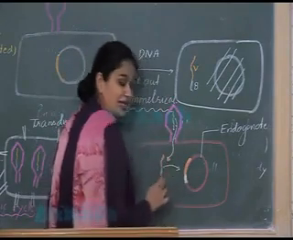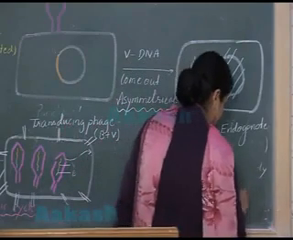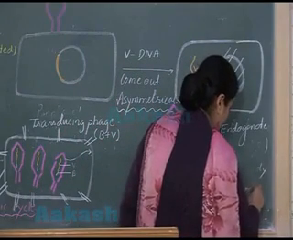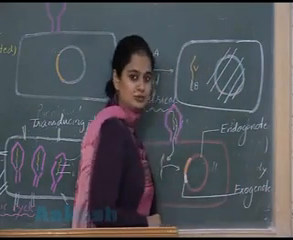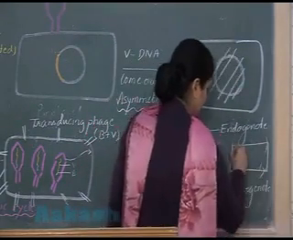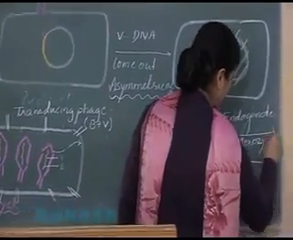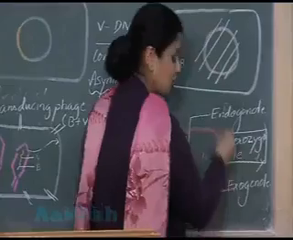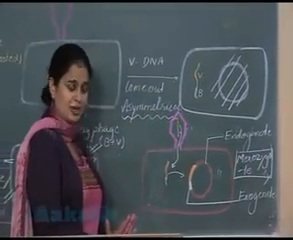So this DNA belongs to some other bacteria. This is exogenote. Endo and exogenote together, what is going to represent? Going to represent merozygote or partial zygote condition. Right?